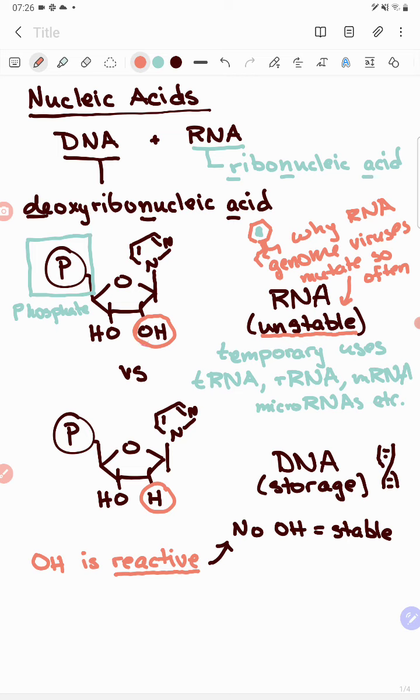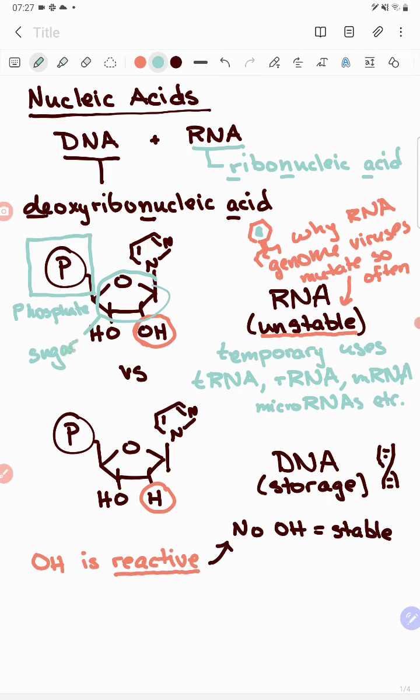So for both nucleic acids, they can be split into three components. There's the phosphate group, which is just a phosphorus with a bunch of oxygens, and it has a negative charge to it overall. Then that is connected to a sugar. It's a ribose sugar or a deoxyribose sugar, which is just a pentose, so it has a little 5 ring to it. So we have the sugar portion.